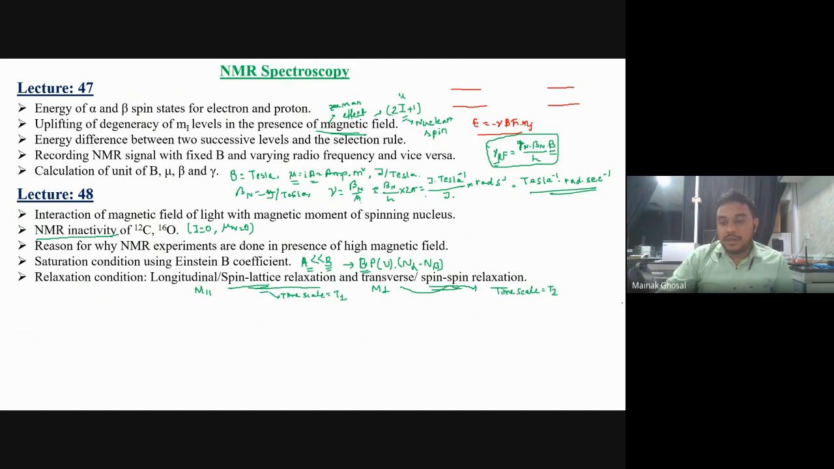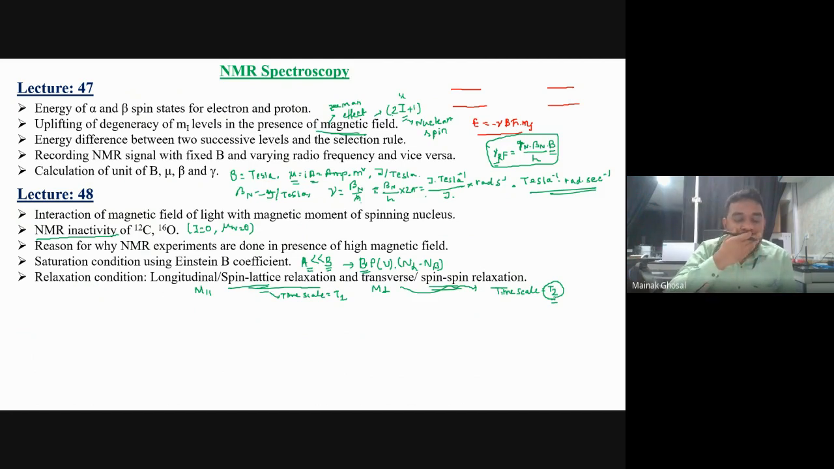Okay, so this time scale T2 has a very big role. It is actually responsible for the width of the spectral line. The smaller the value of T2, the broader the peak will be. In this discussion, there was a discussion on why NMR samples are placed in a high magnetic field, and also which nuclei are NMR inactive.